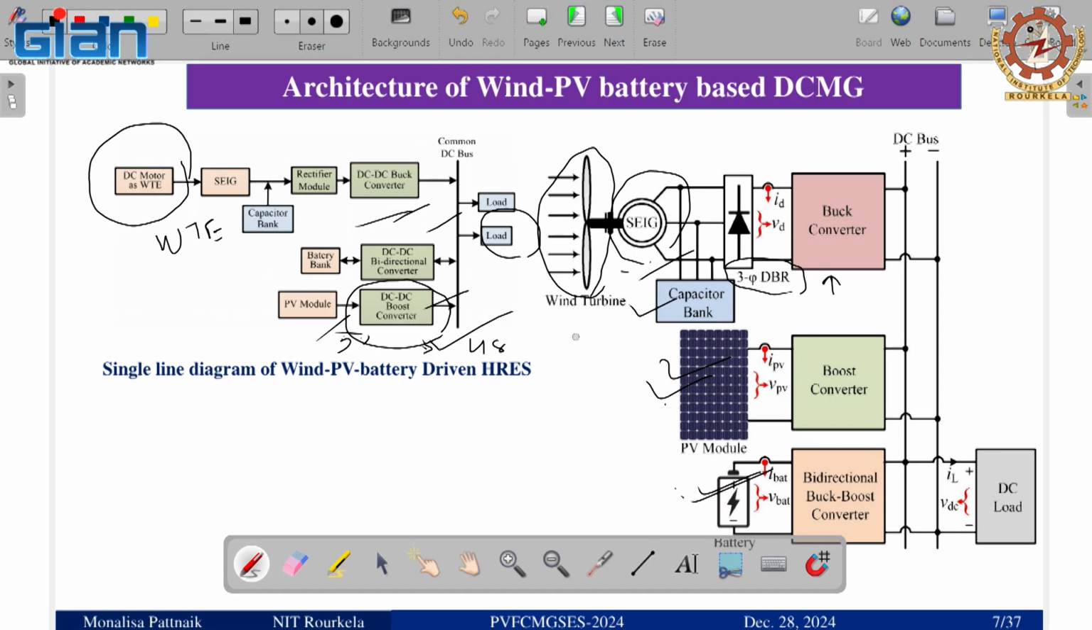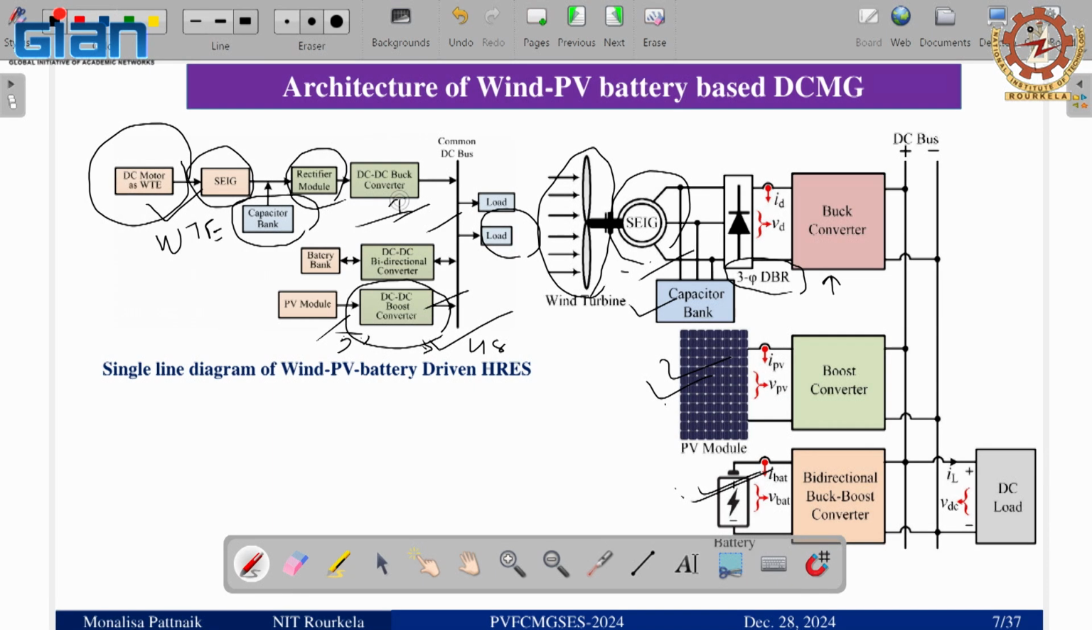So we started with that step first. We developed the wind turbine emulator in the lab, which drives this squirrel cage induction machine operating as a self-excited induction generator. For this self-excited case, this capacitor bank is very necessary to provide the reactive power requirement. Then we get a 3-phase AC voltage here, which is converted to DC using a diode bridge rectifier module. Then our work starts.